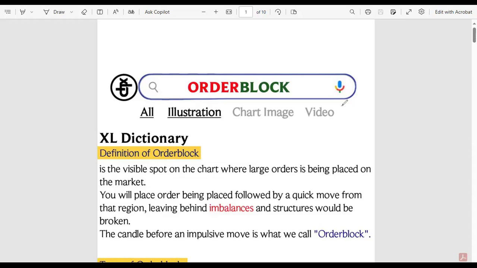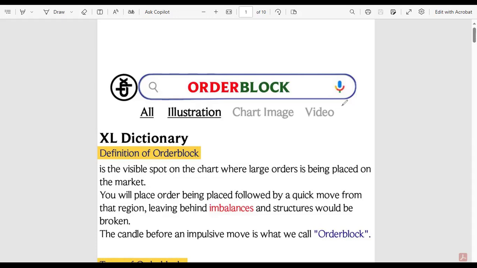So it's very important for you to choose the best order blocks that are going to become the best entry points. So let's start with defining order blocks, because order blocks are very important for any trader who wants to master smart money concepts. An order block is the visible spot on the chart where large orders are being placed on the market. You may ask yourself, how can I know if this is where large orders have been placed? And how can I see it?